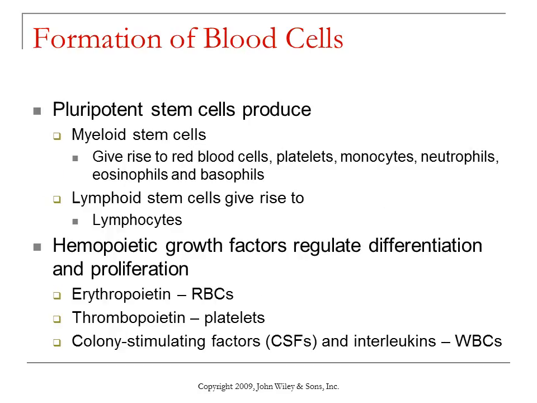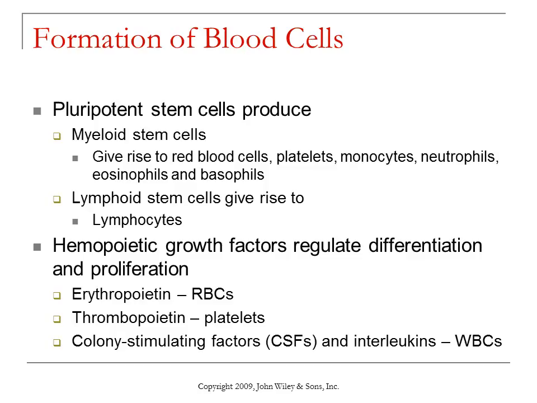So just also, as I said earlier, this pluripotent stem cell produces the myeloid stem cell and the lymphoid stem cell. The myeloid stem cell gives rise to red blood cells, platelets, monocytes, neutrophils, eosinophils and basophils, while the lymphoid stem cell gives rise to lymphocytes.